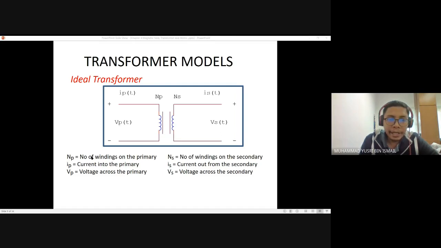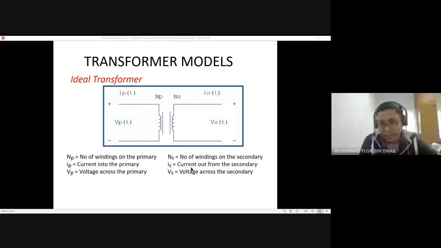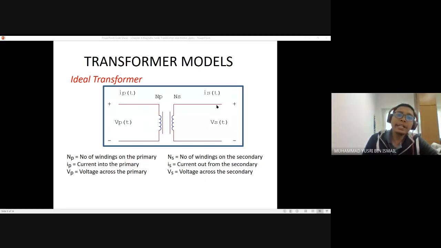This I already explained previously: Np is the number of windings on the primary circuit, Ns is the number of windings on the secondary, Is is the current output from the secondary, and Vs is the voltage across the secondary circuit.